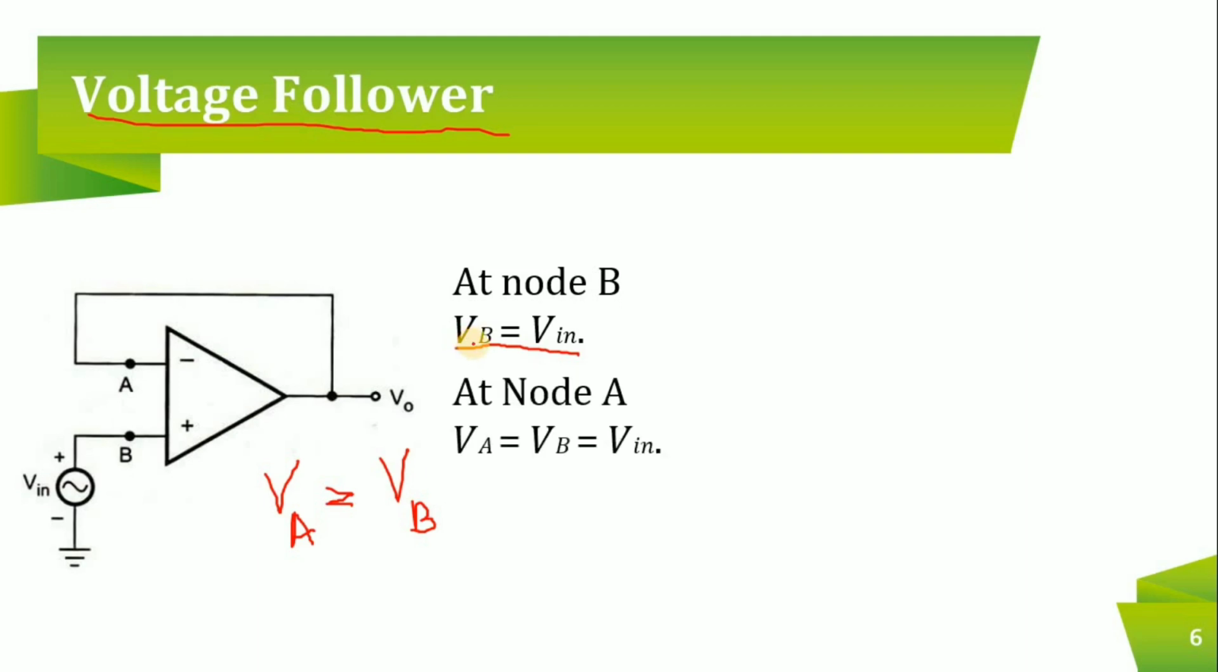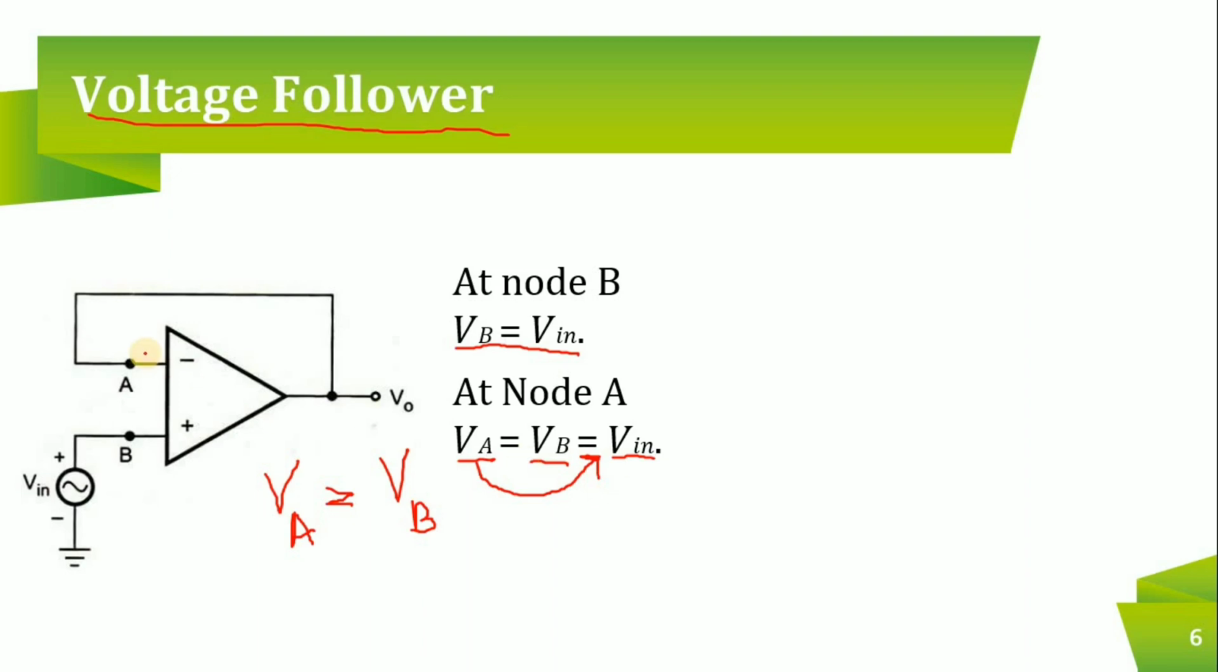Yes. Next point, at node A. Now coming to node A, I can clearly say that using the technique of virtual ground, VA is equal to VB. Correct? What is the value of VB? It is equal to Vin. Now I can say VA equals Vin. Okay? VA value is equal to Vin. If VA is equal to Vin, now what is V0?